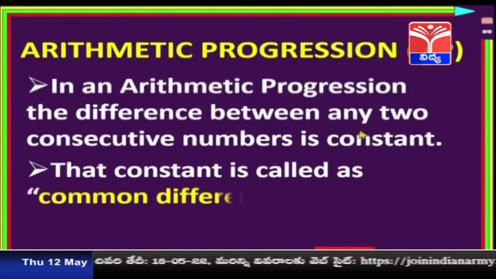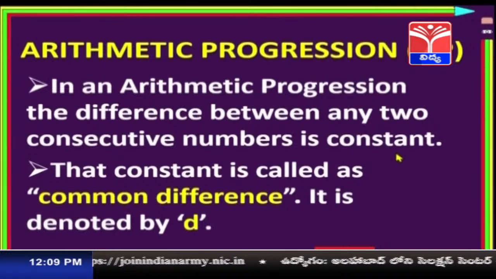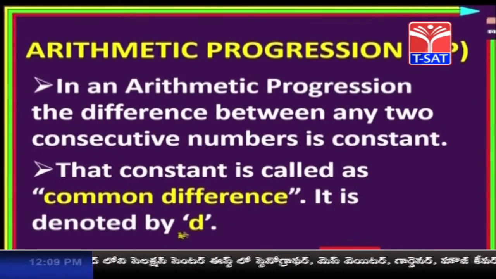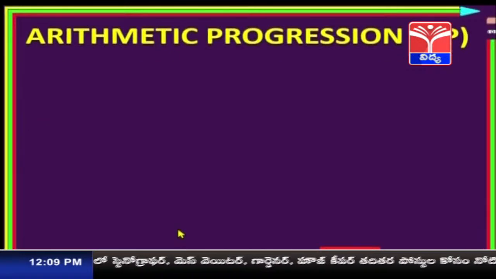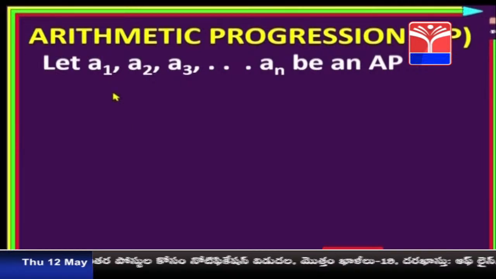And that is denoted with D. In an arithmetic progression, the difference between any two consecutive numbers is constant. That constant is called the common difference, which is denoted by D. Now, let us see the series of arithmetic progression.